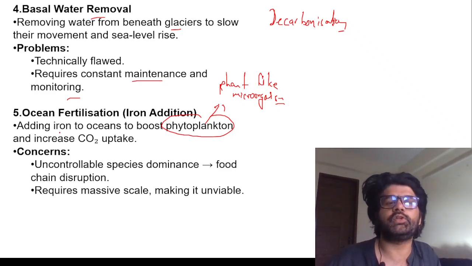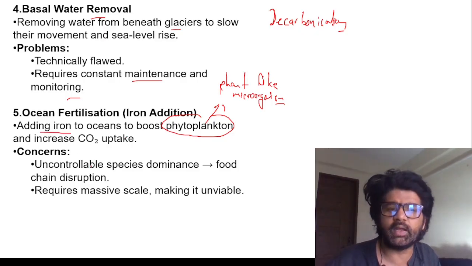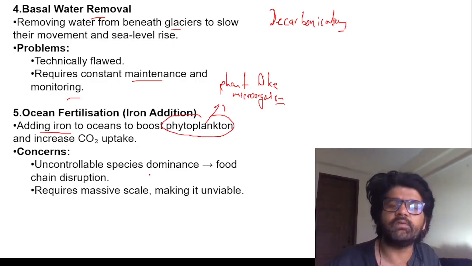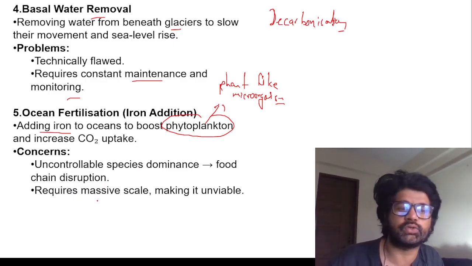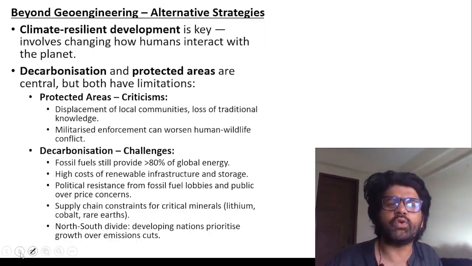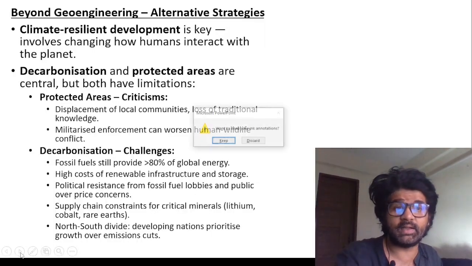So there is one way by which you can increase phytoplankton, by adding iron to oceans. Again, if you do that, maybe phytoplanktons will increase to such an extent that it will start dominating the whole food chain in the ocean. And again, it will require a lot of money, massive scale. You can understand how technical this article is, guys.